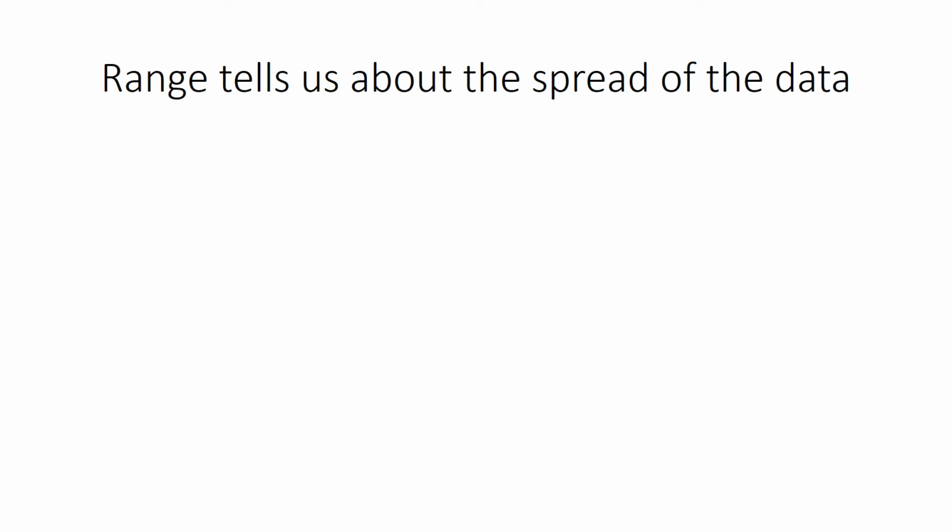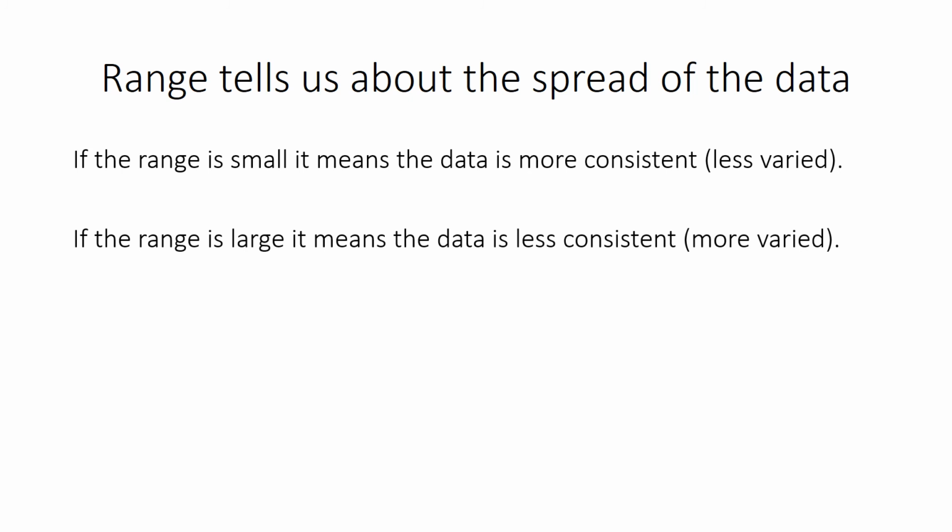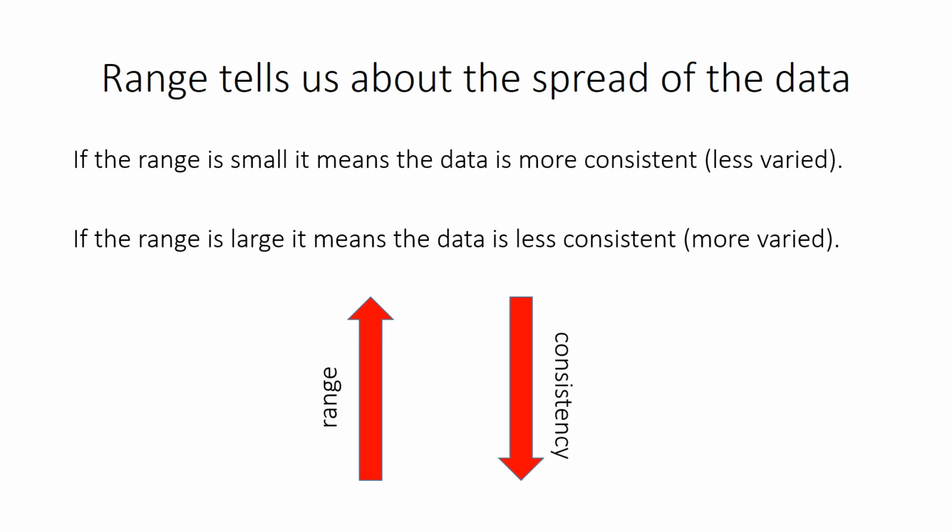So the range tells us about the spread of the data. If the range is small, it means the data is more consistent or less varied. So if our range in the previous example had only been 3 degrees, the temperature would be more consistent. However, if it's large, like ours is, it means the data is less consistent or more varied. And you can see that as the range increases, the consistency decreases. So the higher the range, the less consistent the data is.